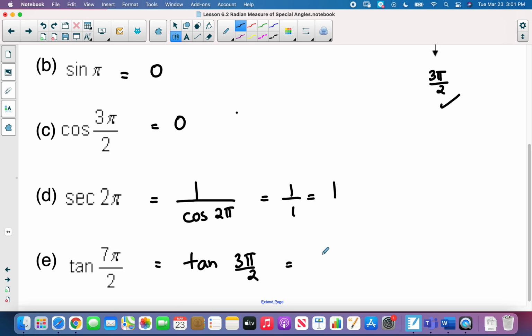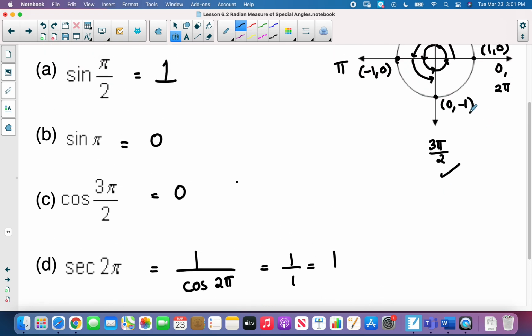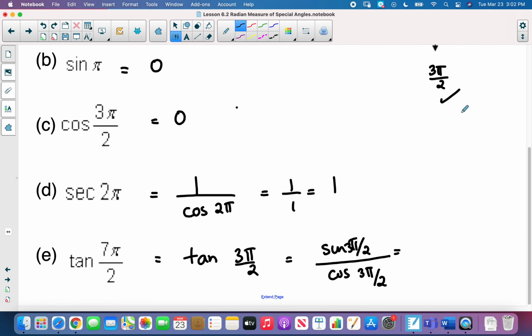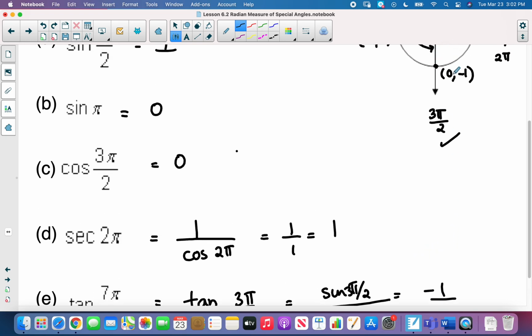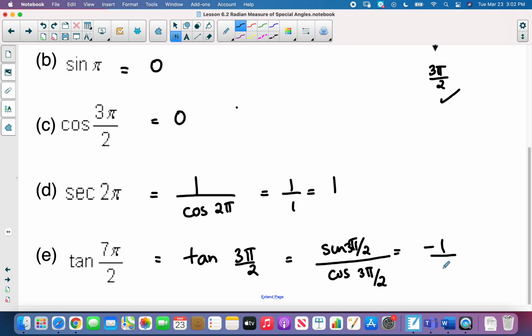And tan, as we know, is the ratio of sine over cos. So tan of an angle is the ratio of the sine of that angle, sine of 3 pi over 2, divided by cosine of 3 pi over 2. So what is sine of 3 pi over 2? Sine of 3 pi over 2 is this number, -1. Cosine of 3 pi over 2 is 0. So I'm dividing a number by 0, so this is an undefined ratio.